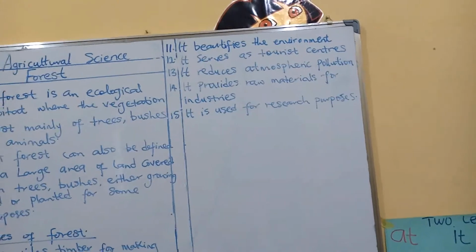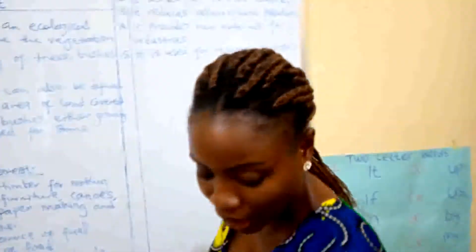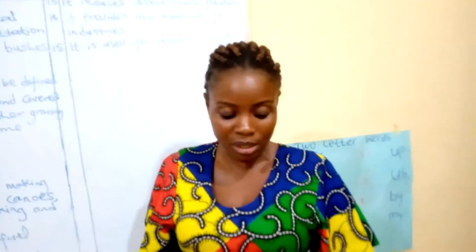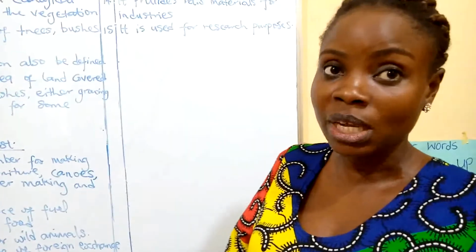Okay, well, the next one is that it serves as tourist centers. Yes, if you visit some of our game reserves, some of our forest reserves, you will notice that it serves as tourist centers. Talk about the Omo Forest Reserve in Ogun State. It's actually very, very beautiful. Some of these forest reserves, when you go there, you see some of these beautiful waterfalls. Okay, it's actually a very, very beautiful sight to behold.